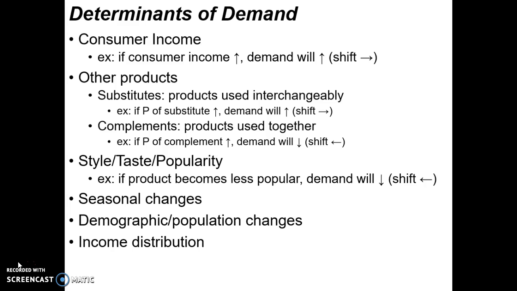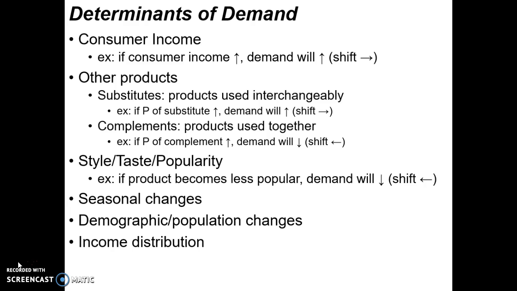The first is consumer income. So let's say that consumer income in a given area increases. For most products, almost all of them, demand will also increase, and we illustrate that by shifting the curve to the right. Other products can also have an impact on demand for the product. Substitutes are products that are used interchangeably, and if the price of a substitute goes up, then demand of the initial product will go up and we'll see a shift to the right.